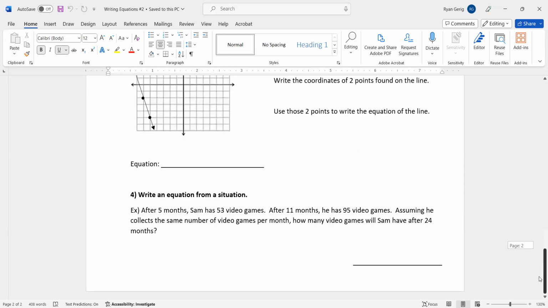Last one is the word problem from a situation. After 5 months, Sam has 53 video games. After 11 months, he has 95 video games. Assuming he collects the same number of video games per month, how many video games will Sam have after 24 months? Okay, so the question is how many he will have after 24 months.